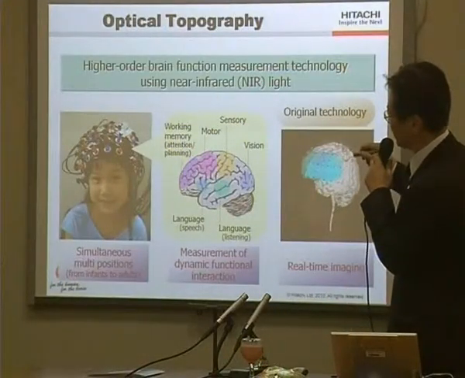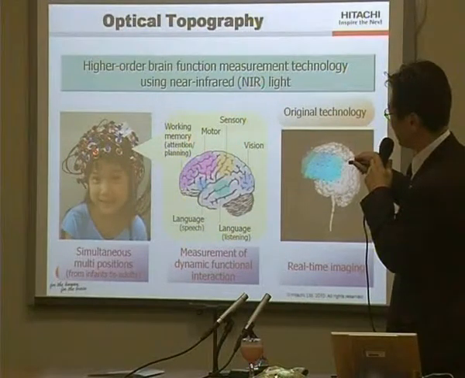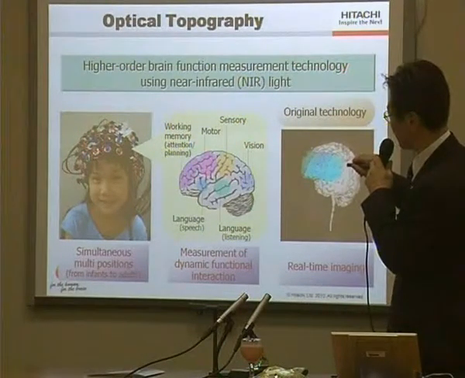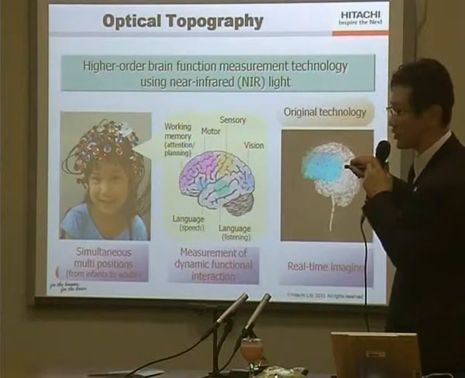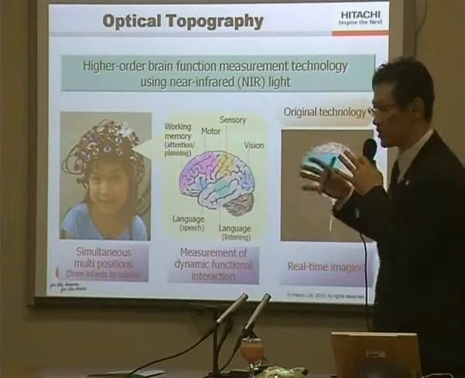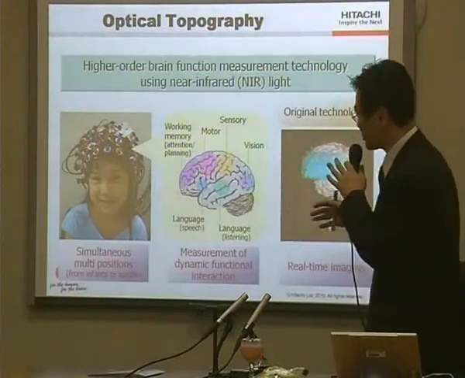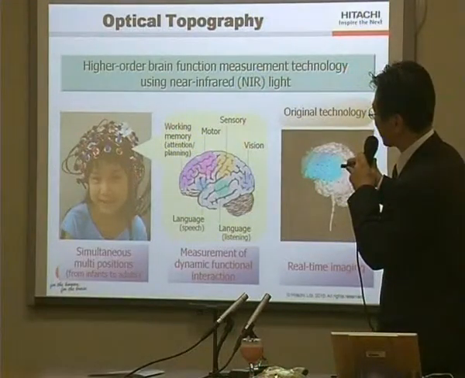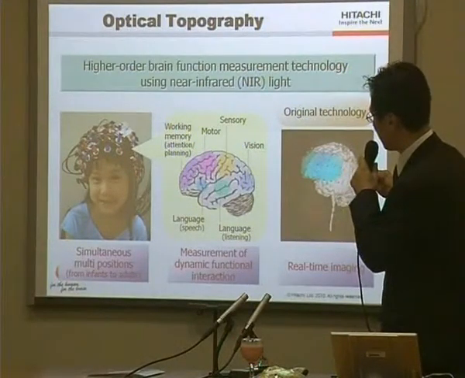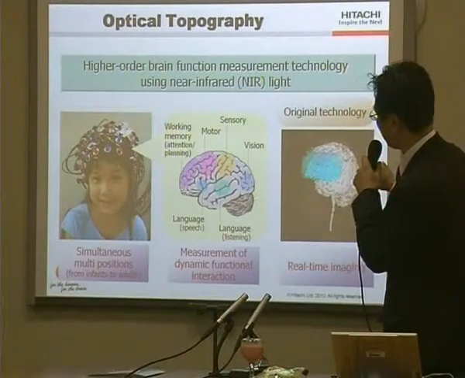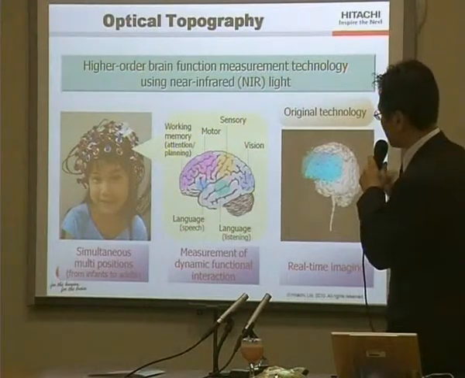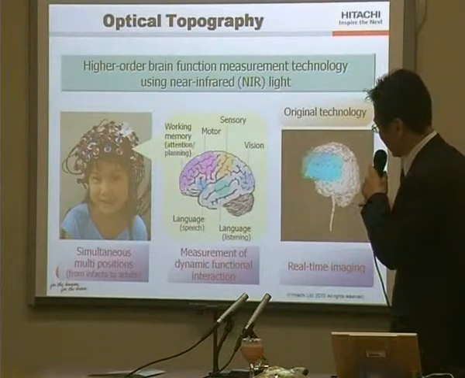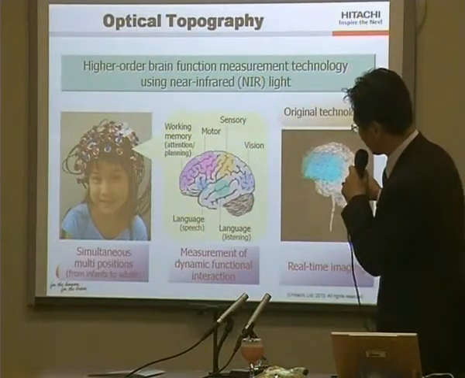And then we put a lot of optical probes for irradiation. The red one is irradiation and the blue one is detection. If we set a large number of optical fibers on the head, we can measure the whole area of the brain. And the surface of the brain function is like that.